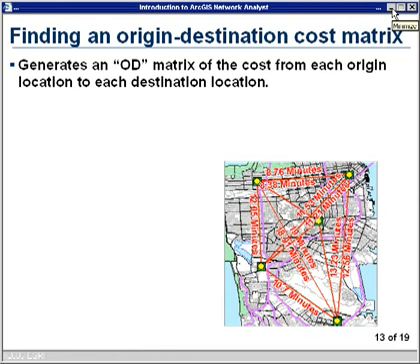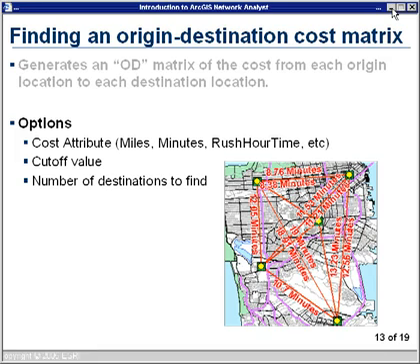Okay, the last type of analysis I'm going to talk about is generating origin-destination cost matrices. This generates a table of the cost going from each origin location to each destination location. The result can be used for such things as spider diagrams or distance time charts. With this solver, you can change the cutoff value either globally or for each origin, and you can change the number of destinations defined, again, using either a global setting or for each origin.